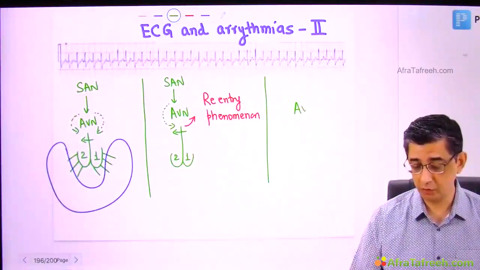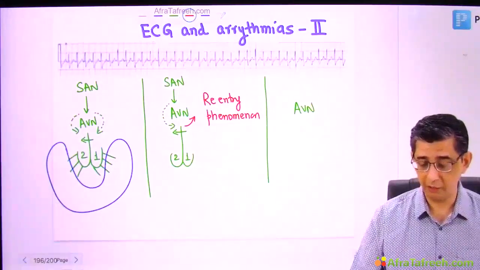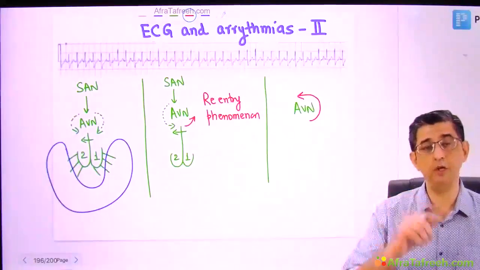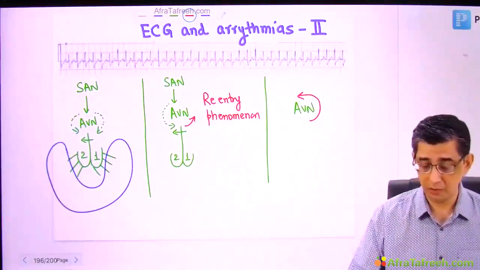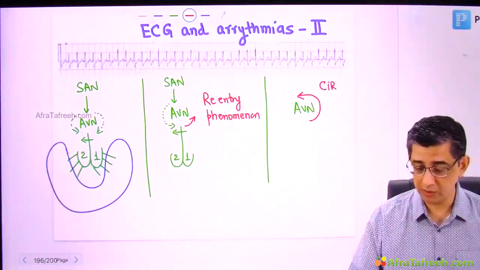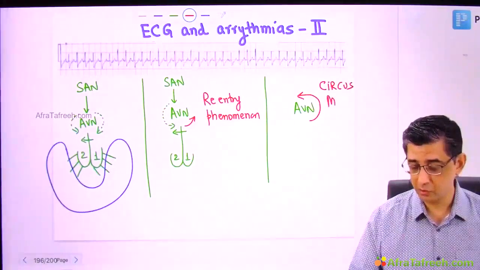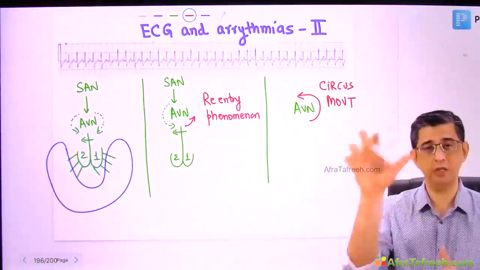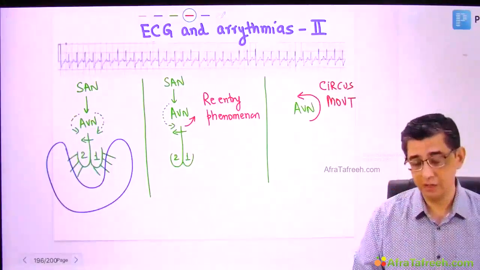This is the AV node of the same patient. The current in red, the re-entry phenomenon or re-entry current, is now taking a 360-degree loop across the AV node. So at the moment, this current may also be called circus movement. That is just to draw parallels with the circus trapeze artist, no? The artists on swing, they're completing a 360-degree swing here.